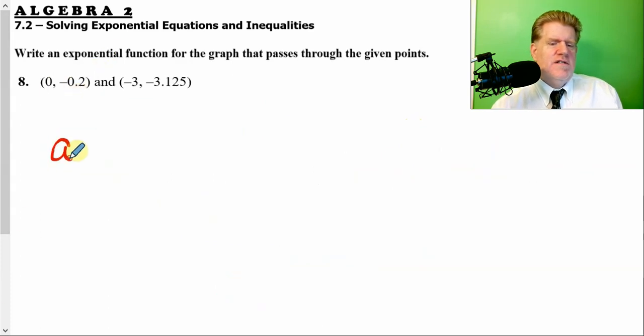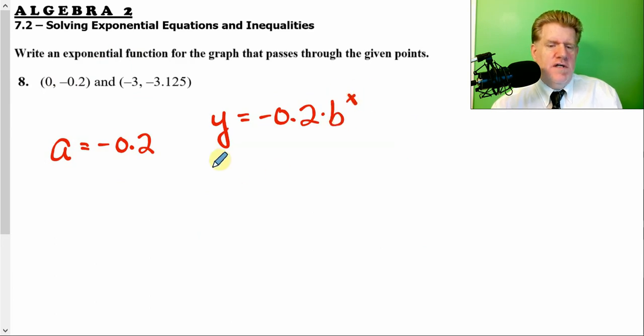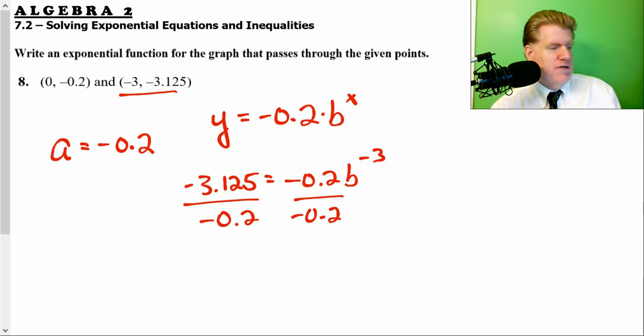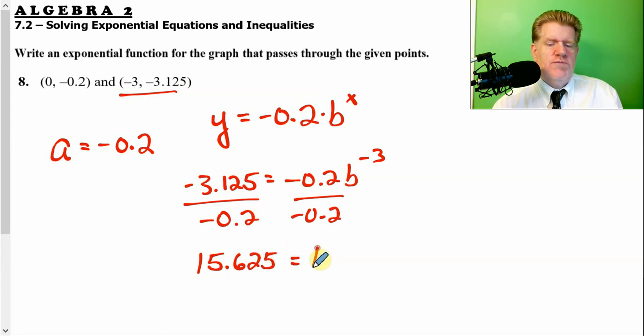All right, our A is negative 0.2. So my equation so far is negative 0.2 times b to the x. Let's plug in this point now. Negative 3.125 equals negative 0.2 b to the negative 3. All right, we're going to divide by 0.2. And we will get, hang on, let me see it over here. We get this number, 15.625 equals b to the negative 3.